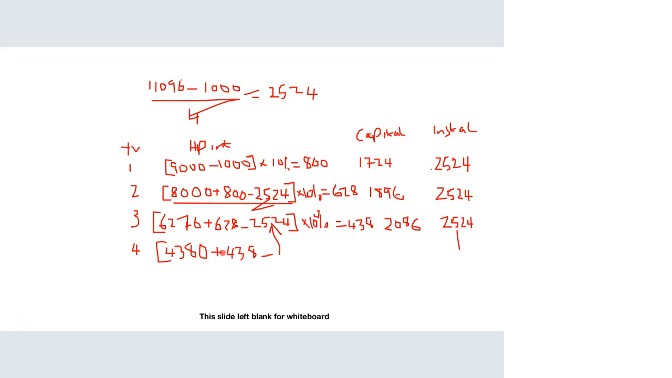So remember, this is how we can calculate the hire purchase interest in straight line method when the installments are equal. And that's why you see that our installments here, they are both 25.24. Now, next, I want us to look at how we can calculate the interest with unequal installments.